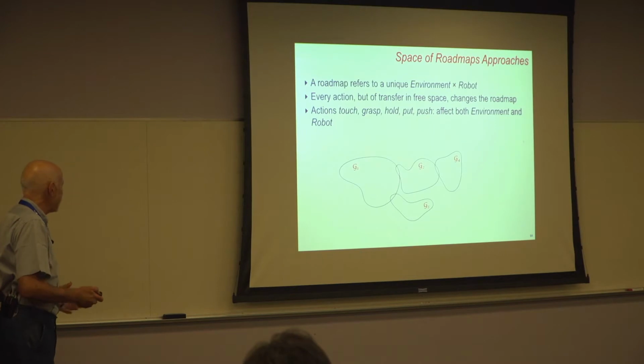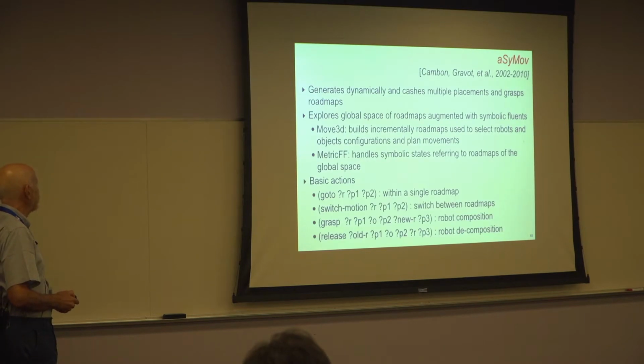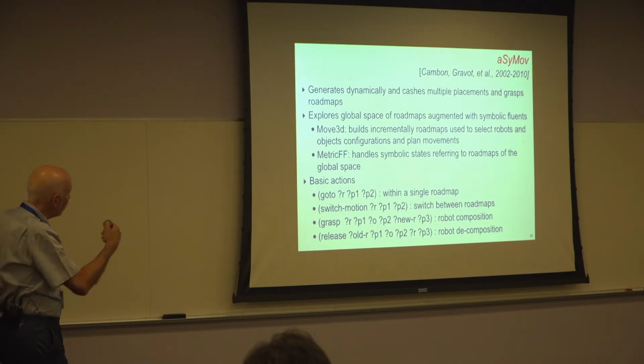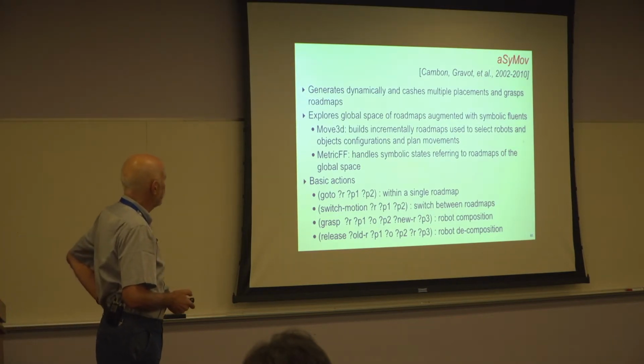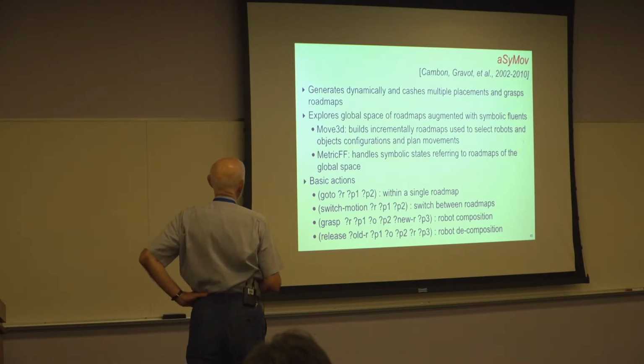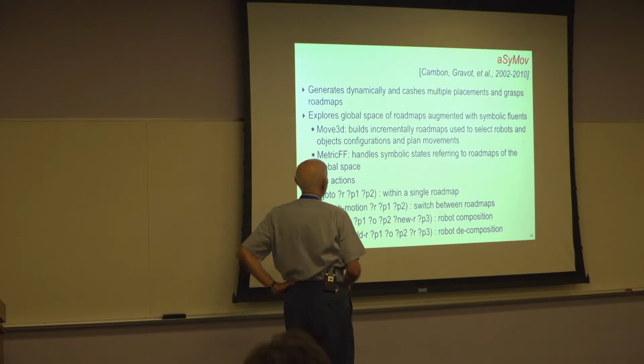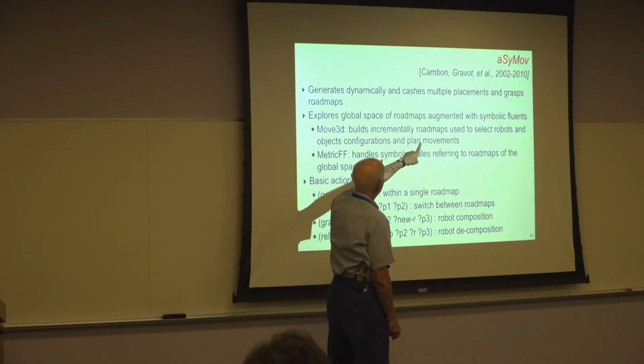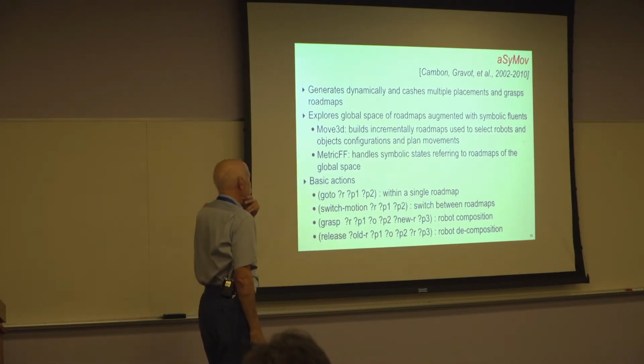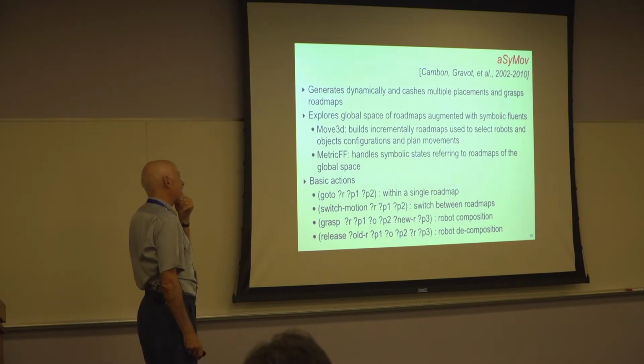And it can be defined in different ways. Here is one way, which is the planner Asimov that has been defined in my lab. Basically, these are the theses of Cambon and Gravot and a number of other research that we did between 2002 and 2010. So you generate dynamically, and you cache, multiple placement and grasp roadmaps, as I mentioned in the manipulation planning.